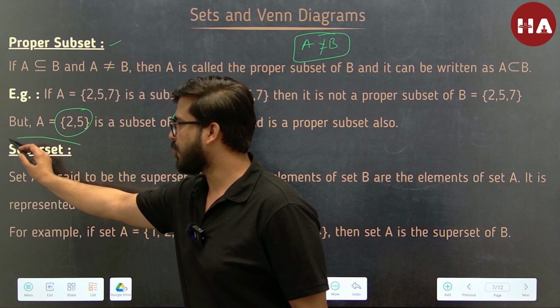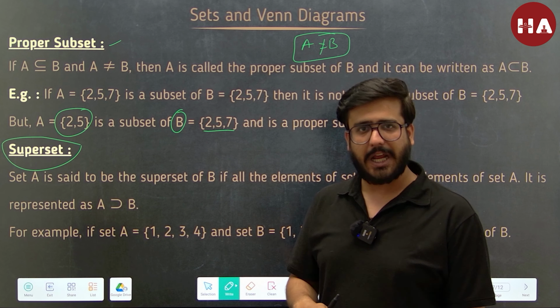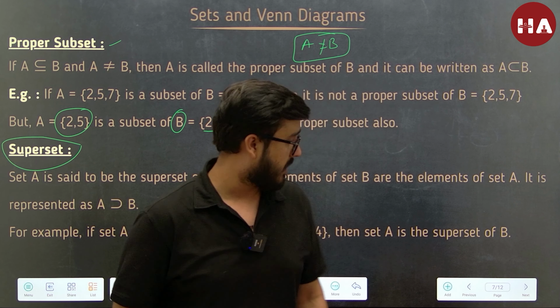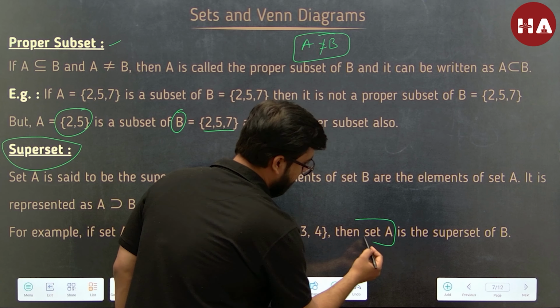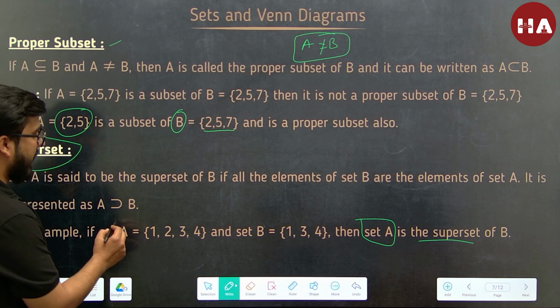Okay. Now what is a superset, students? If there are two sets, let's suppose A and B, and A comprises all the elements that are in B, then A is said to be the superset of B. For instance, you can see here that set A comprises 4 elements, 1, 2, 3, and 4, and set B has 1, 3, and 4. As you can see, all the elements of B are present in A. So A is said to be the superset of B. Hope you are noting it down. You can note it down further and then we'll proceed.